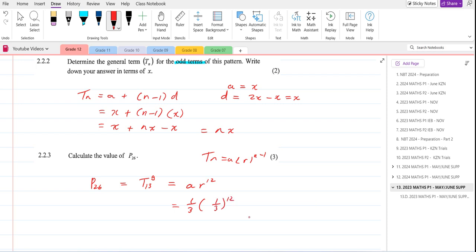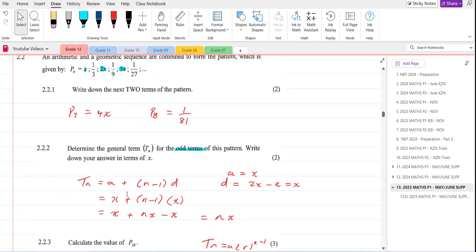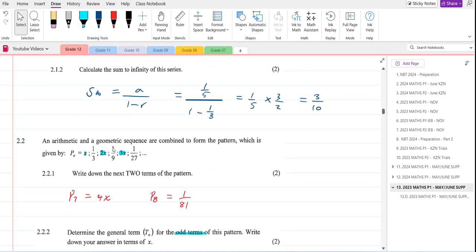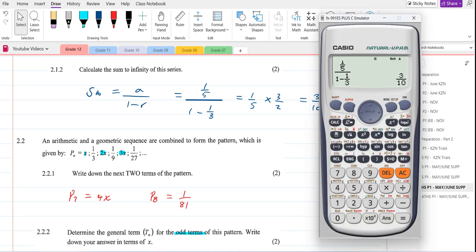Let's check. 1/9 is 1/3 times 1/3. So for the common ratio, you can take 1/9 divided by 1/3. So let's take 1/9 divided by 1/3.